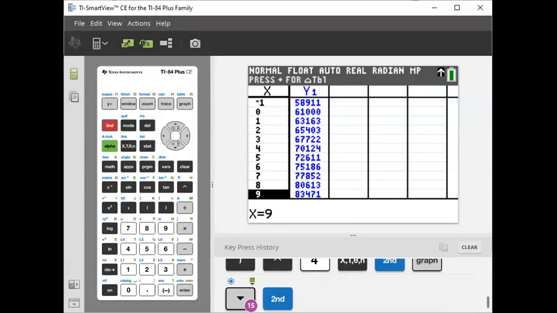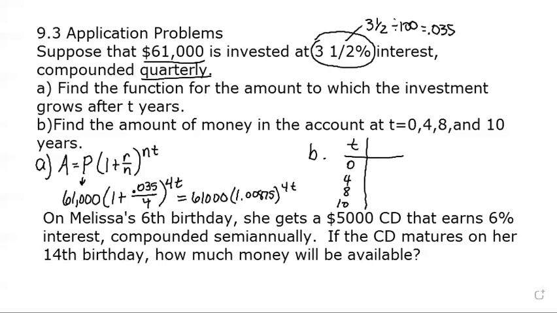So let's go jot those things down. So 0 was 61,000. Four ends up being 70,124. 8 is $80,613, and 10 years gave us $86,431, which is not bad, you know, for not putting anything else in.